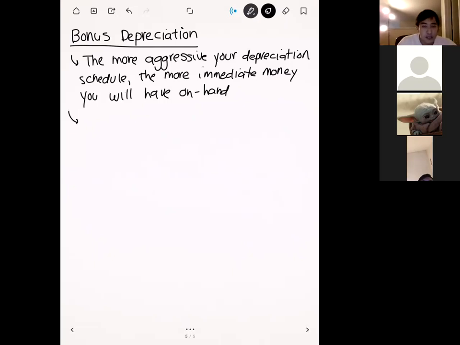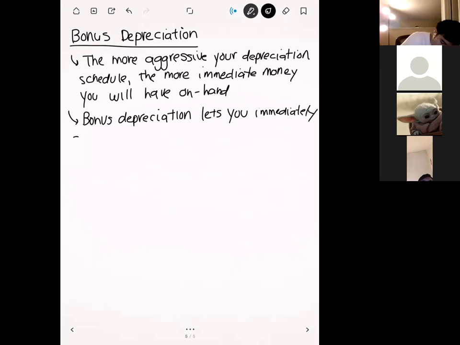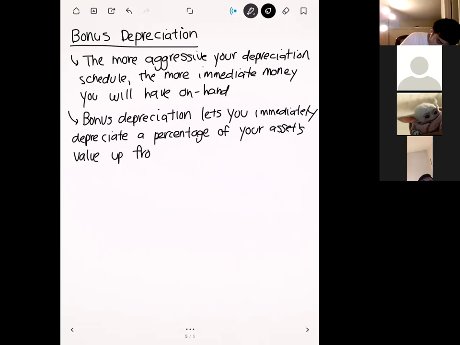All right, and so bonus depreciation gets its name because it lets you depreciate a flat percentage of your asset's value right up front. Okay. And so the way bonus depreciation works is that you define a percentage, and then that percentage is however much you take off in the first year. Okay.